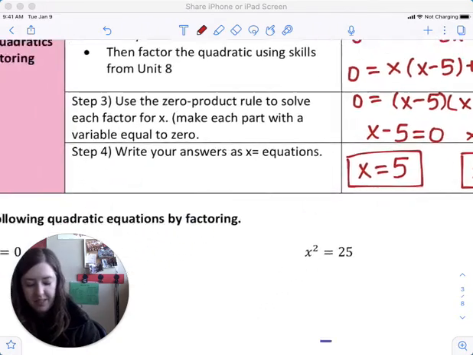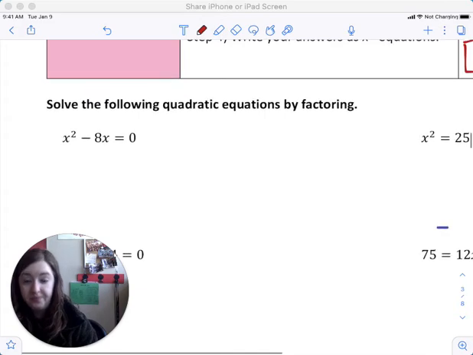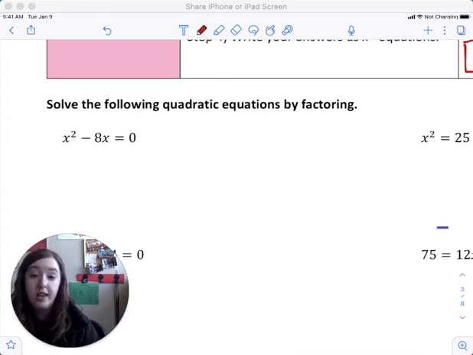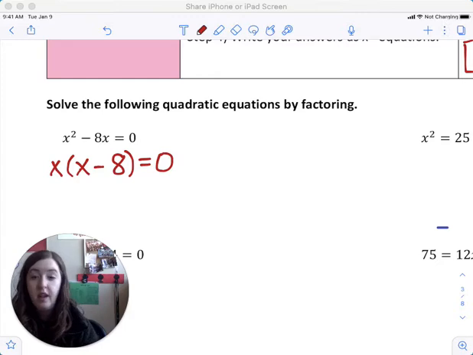Okay, let's look at some examples. So over in this first one, we're going to look for our greatest common factor. Our greatest common factor of x squared and 8x is x. So I'll divide both of those terms by x to find out what's inside of the parentheses. X squared divided by x is x, and there's a minus sign. 8x divided by x is 8.